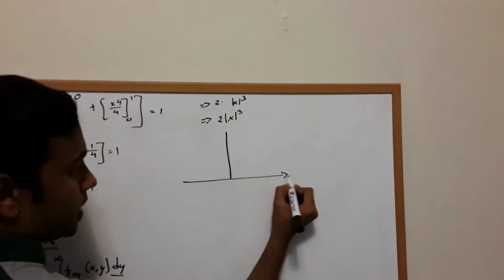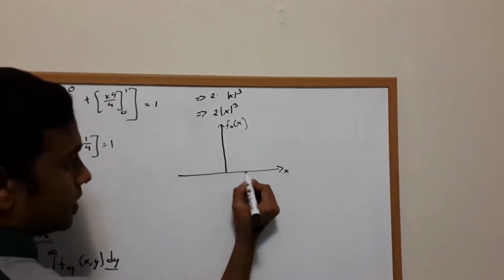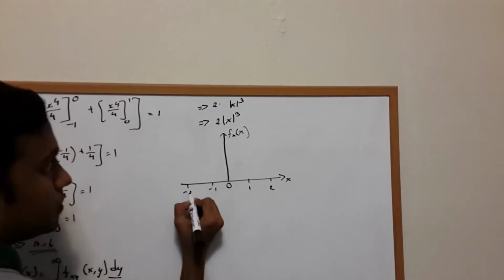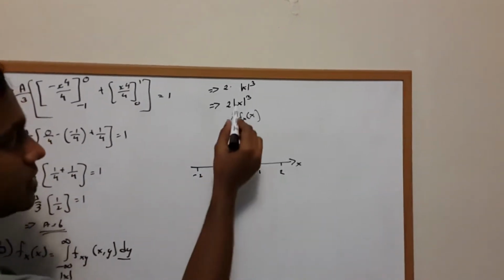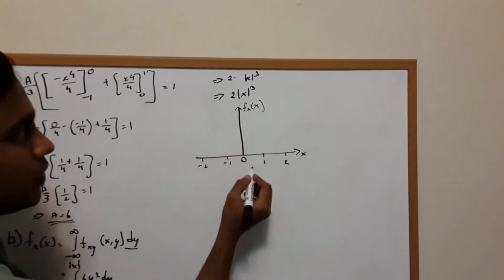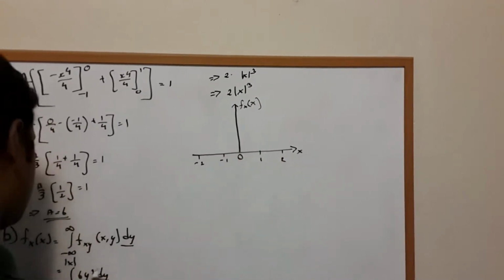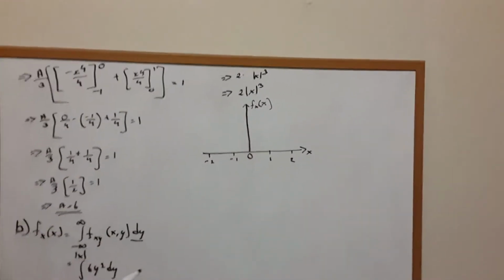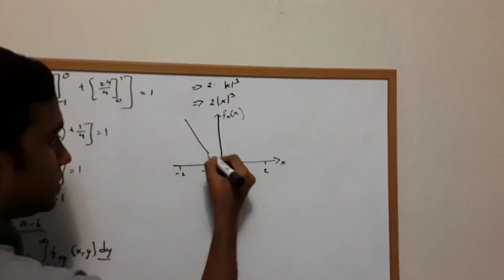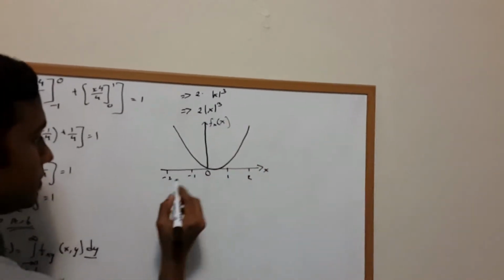So on the axes, x and f_X of x, with points 0, 1, 2, minus 1, minus 2. Now for x equal to 0, f_X of x is equal to 0. Now for x equal to 1, f_X of x is equal to 2, and for x equal to 2, f_X of x is equal to 16. So the graph just goes like this.